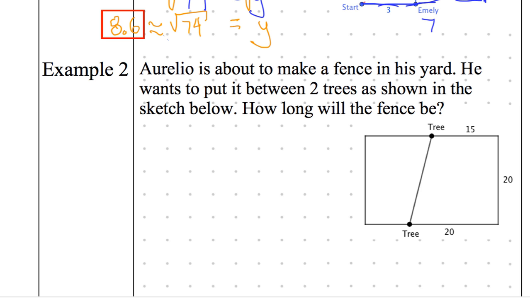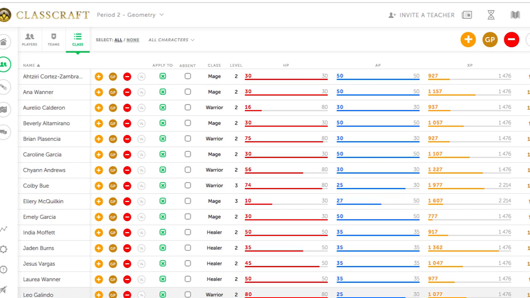Romeo is about to make a fence in his yard, and he wants to put it between two trees as shown in the sketch below. How long will it work? All right, so thank you, Caroline. You can turn in your card.